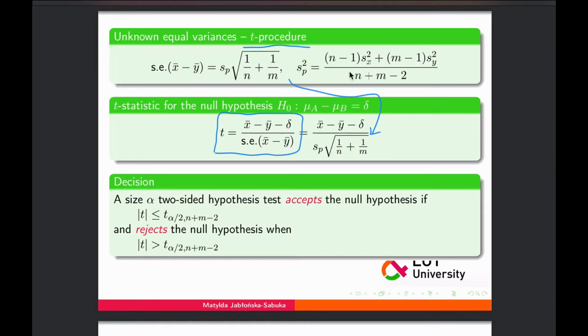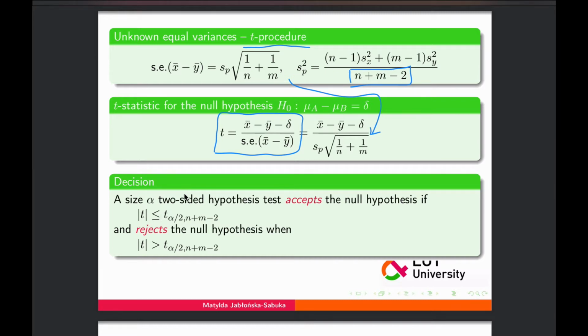Also, the number of degrees of freedom here is much more straightforward. It's just the sum of the sample sizes minus the number of the samples, which is 2. And the decision in this case is done the same way as in the previous case.